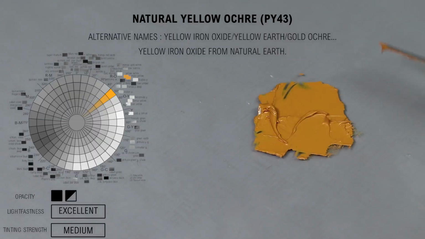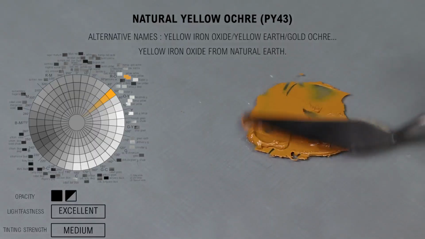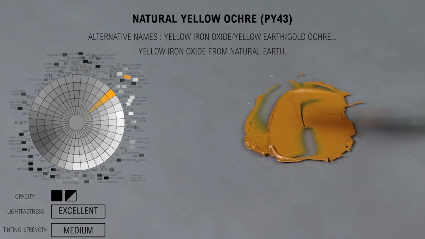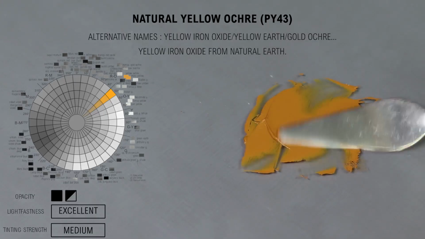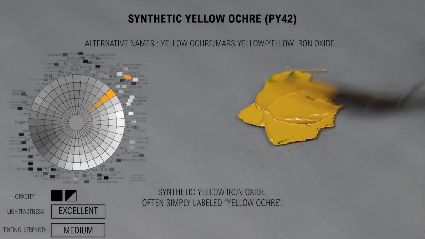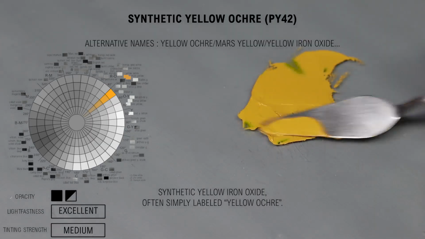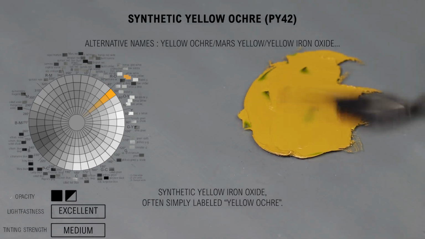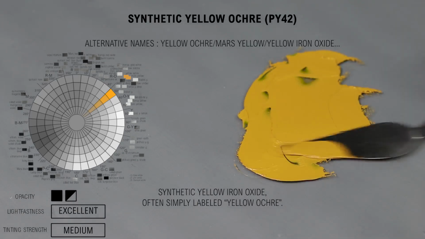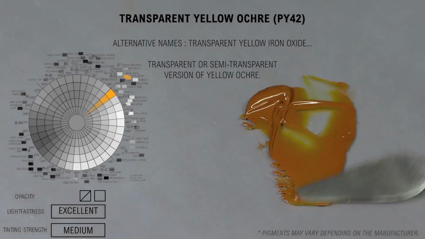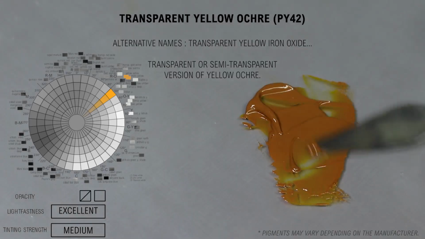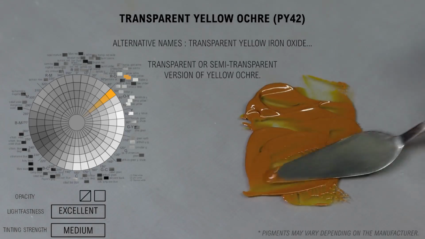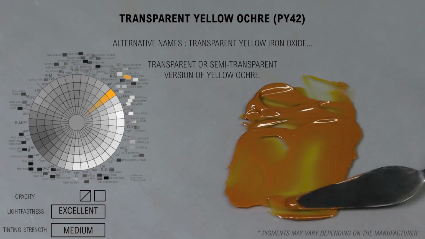Natural yellow ochre. Yellow ochre is a yellow iron oxide from natural earth. Synthetic yellow ochre is a synthetic yellow iron oxide, often called yellow ochre, and it is more widely used than the natural pigment. Transparent yellow ochre is a transparent or semi-transparent version of yellow ochre.